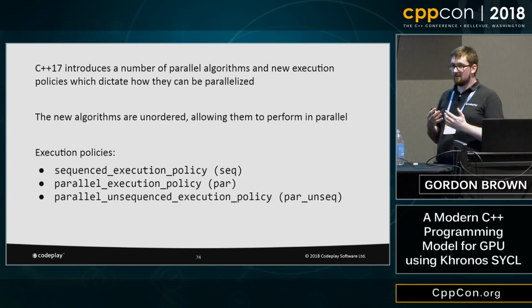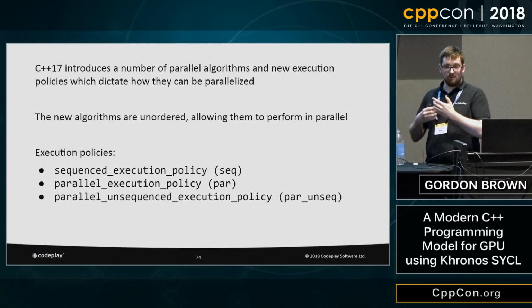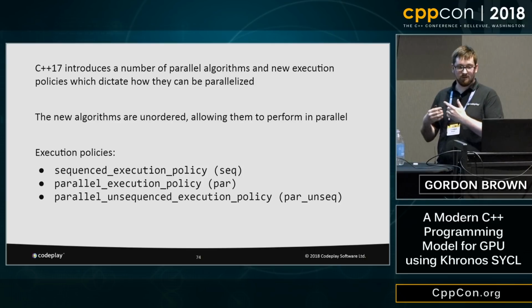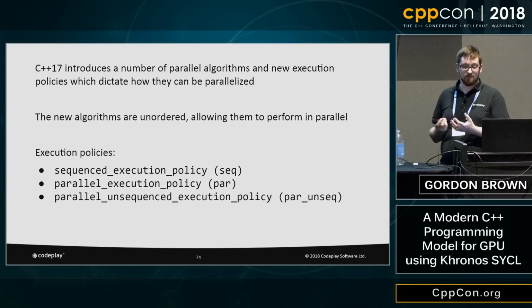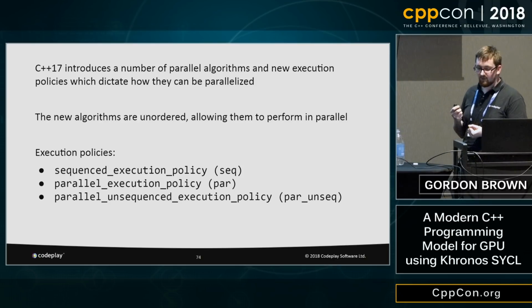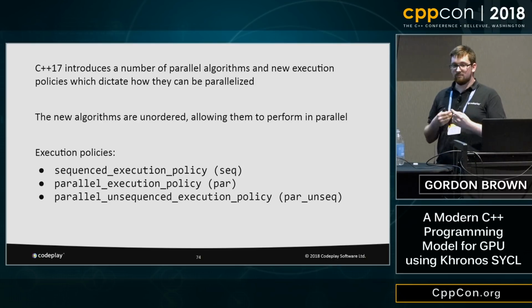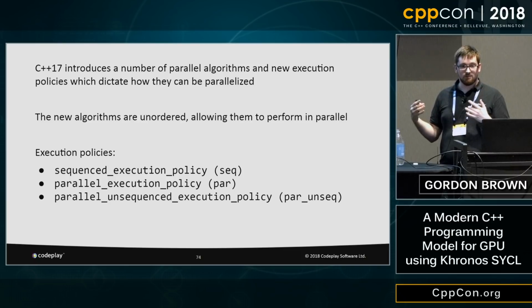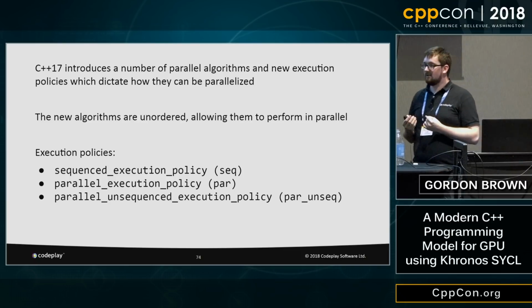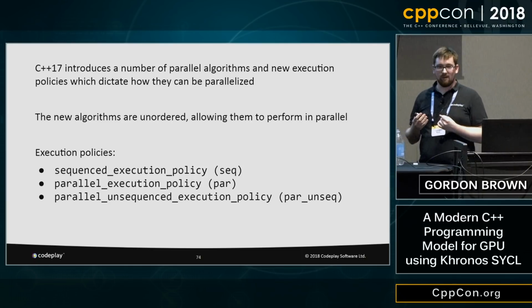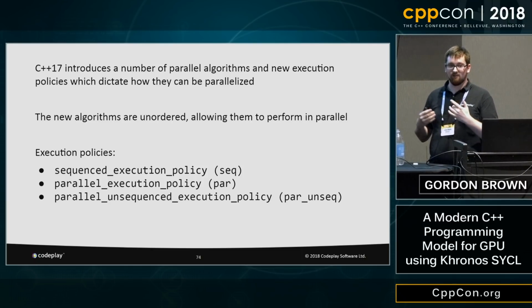Sequenced essentially means that the order of instructions can be unordered, but they're all run in the same thread, so there's no option for parallelism. The parallel execution policy allows them to be reordered but run in multiple threads, so it allows you to parallelize but not vectorize. And the parallel unsequenced policy has the additional requirement that the instructions are allowed to be interleaved. So this allows SIMD vectorization.